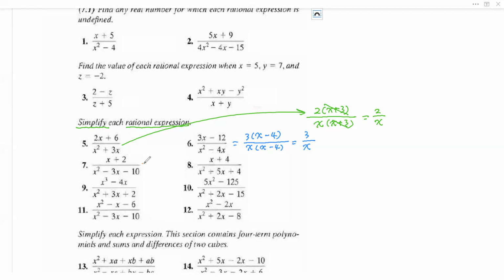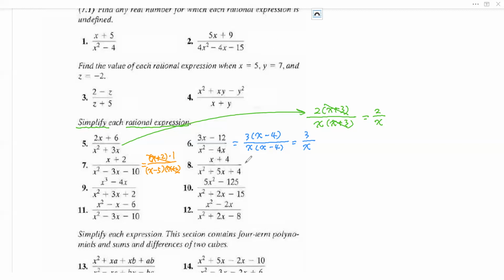Number 7. Number 7 is a little bit complicated here, right? The top part, the numerator. What about this one? This one we need to factor, right? Factor into x minus 5, x plus 2, right? So this we can factor out. What is left on the top is 1, right? It's not 0, it's 1. Okay, let's move on to the next.